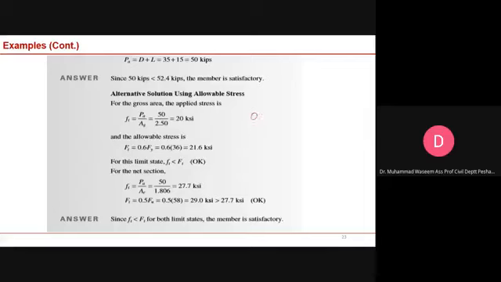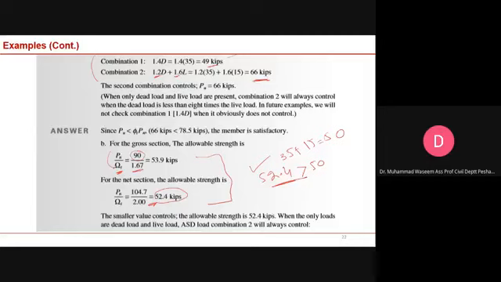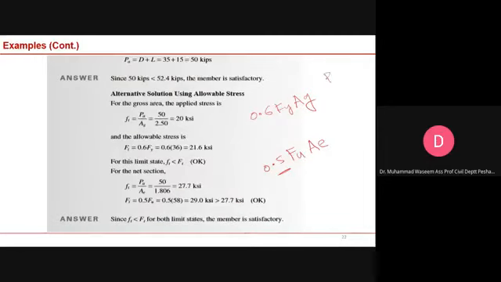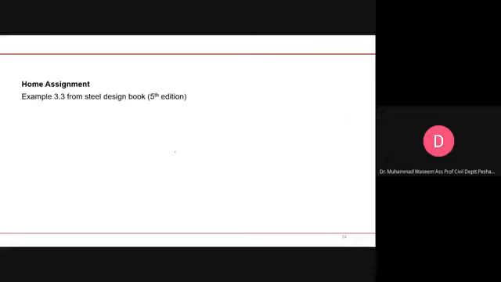If you want to use this formulation in ASD, go ahead, you can use it. It is open. Either you can use this formulation or this formulation. Okay, these are the same things. So there is a home assignment. Okay, so you can go through example number 3.3 from the Segui book.